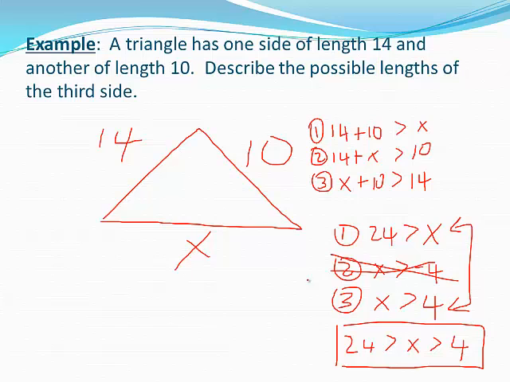So anytime you set up the three inequalities, you're going to immediately throw one of them out because it will evaluate to a negative number. So this one you throw out.